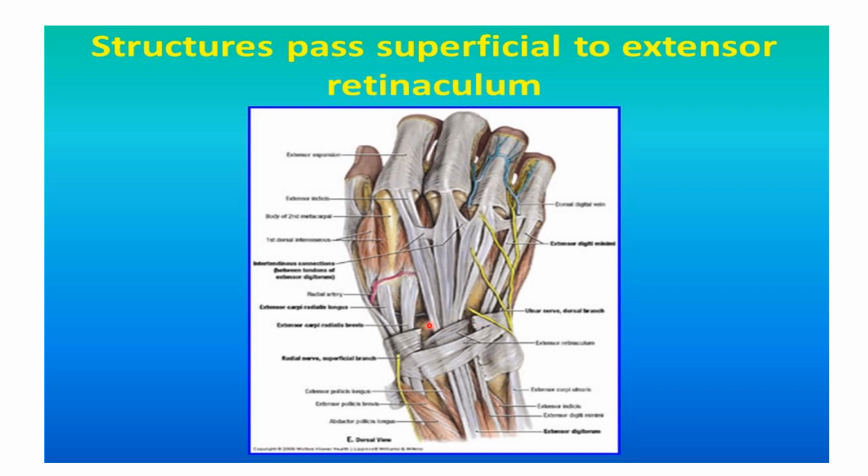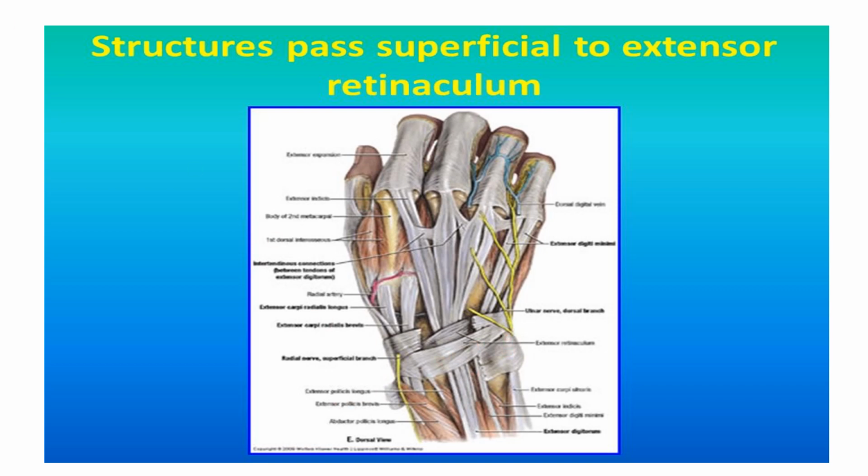Okay, these are the superficial veins that also pass superficial to the extensor retinaculum, and then the superficial branch of the radial nerve. This is the radial nerve and its superficial branch, it also passes superficial to the extensor retinaculum. Okay, so it is very important, you have to memorize which structures pass deep to the extensor retinaculum and which structures pass superficial to the extensor retinaculum, and always remember the sequence from medial to lateral side or lateral to medial side.